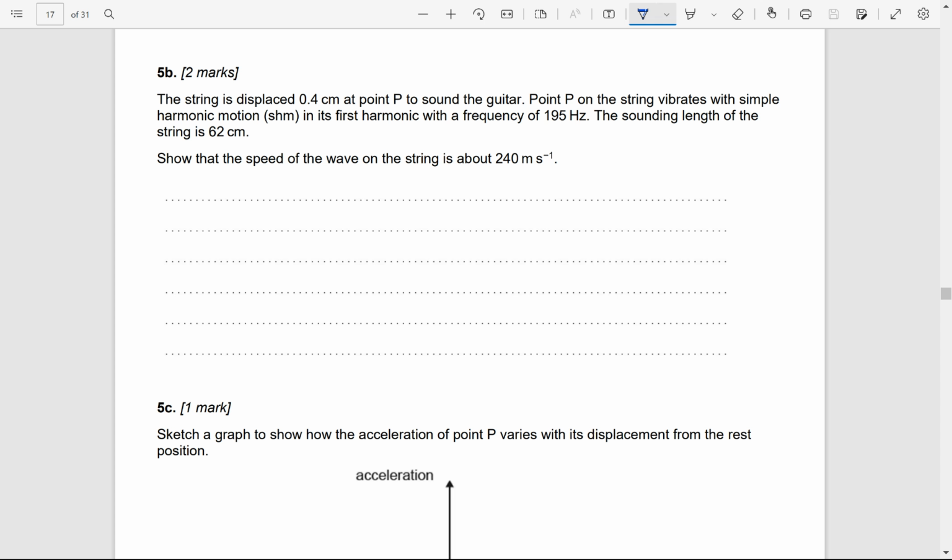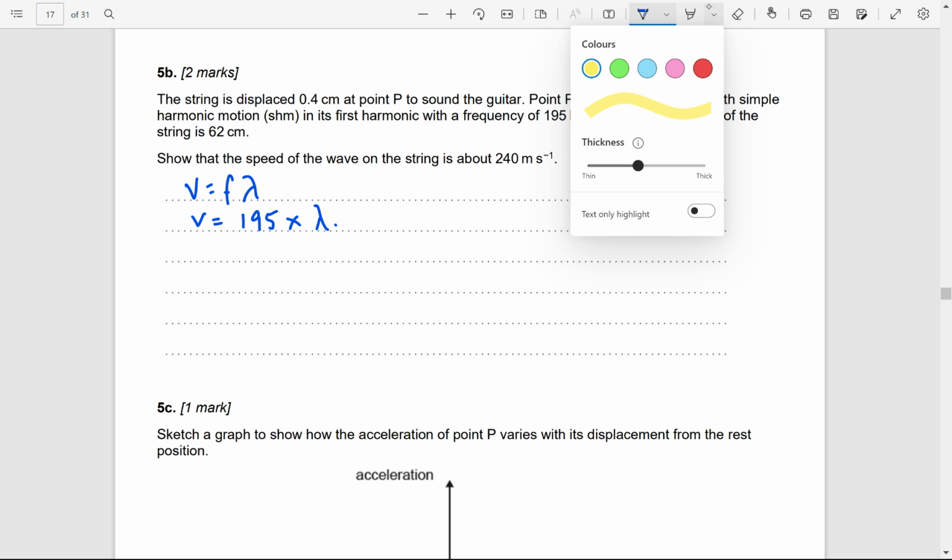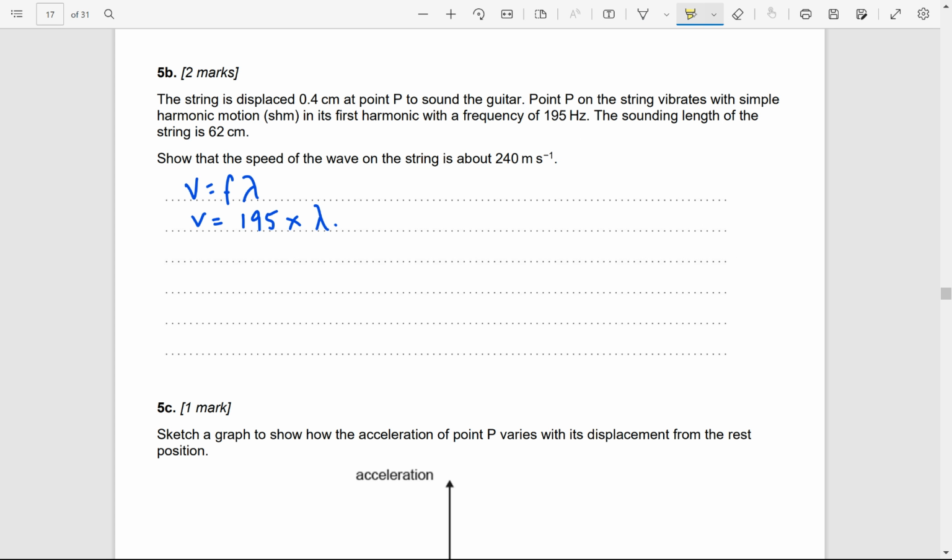5b is asking for the speed of a wave when it's a standing wave. So we know that the speed of a wave, v equals f lambda. Speed equals frequency times the wavelength. We're not actually given the wavelength, but by utilizing the information in the question, we can determine it.